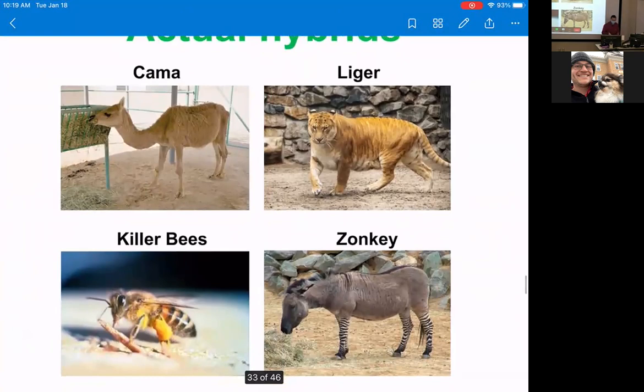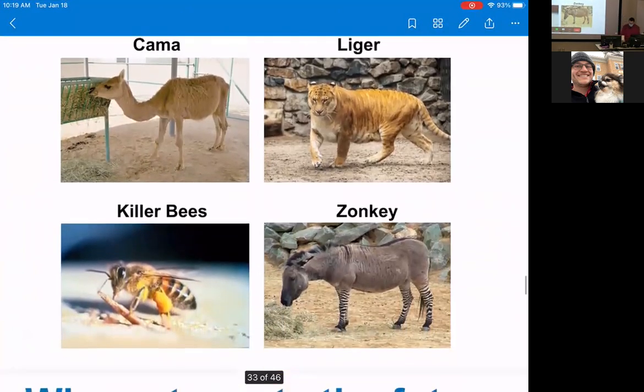So we got plenty of stuff that is actual hybrid. Llama and a camel, lion and a tiger, couple species of bees that didn't go well because they can make babies, oops. Zebra and a donkey, hooray. So sometimes hybrids can go on and make babies if their chromosomes are close enough. Remember, this is kind of the big deal with dogs and wolves. Their chromosomes are still so alike, you can easily have a Malamute go with a wolf and they'll make hybrid babies.